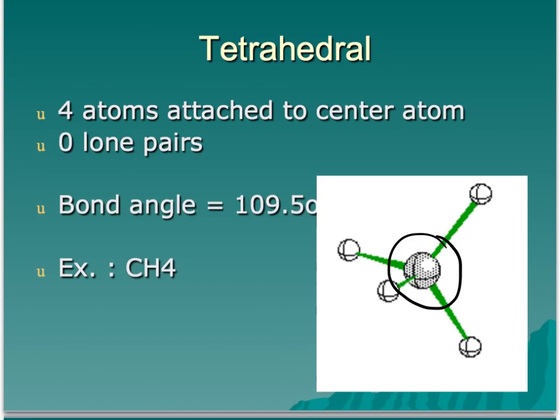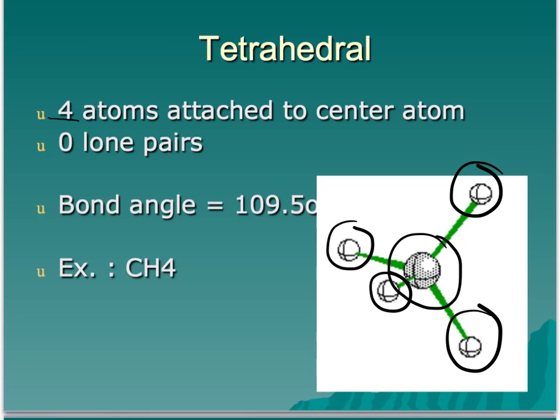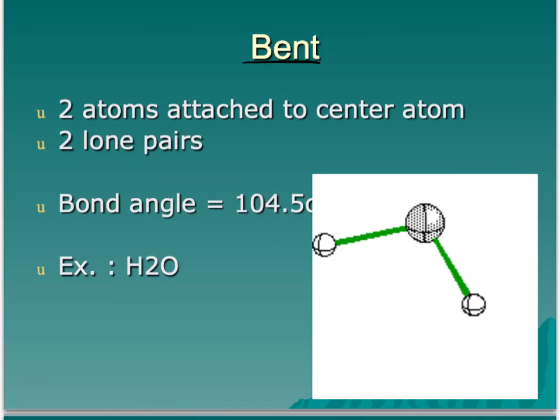Tetrahedral still has the center atom, but now it has four atoms attached. So 1, 2, 3, 4 atoms attached to that central atom. There's still no lone pairs, and the bond angle this time is going to be 109.5 degrees. It's very exact. And again, that's because those four atoms want to have as much of their own space as possible and be as far apart from each other as they can be. So an example would be CH4, which is also known as methane. So in that case, C would be our center atom, and then all of these four outside atoms would be the H's, hydrogens.